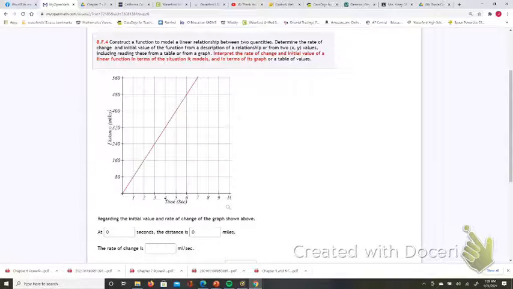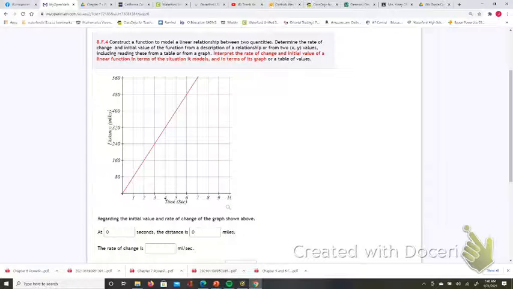So I have a perfect point here. Now, I only went up 1 space, but if you look, aren't we going by 80s? So 1 space is 80. So I went up 80 and I went over 1. So my slope is 80 over 1, which is 80.